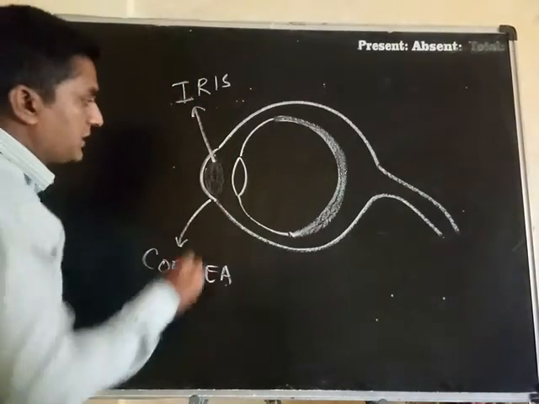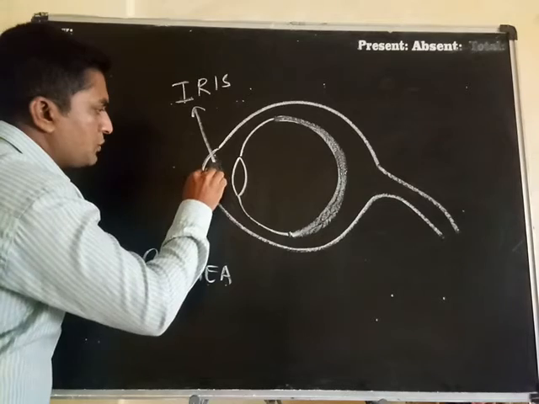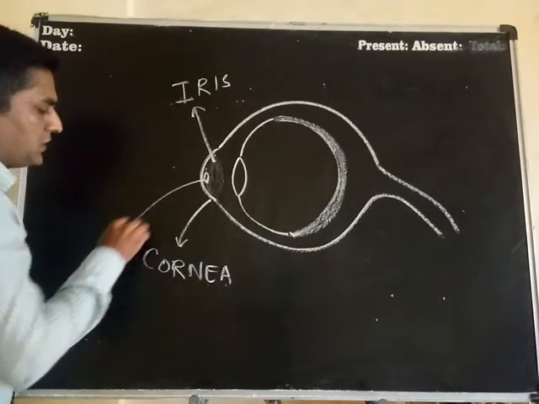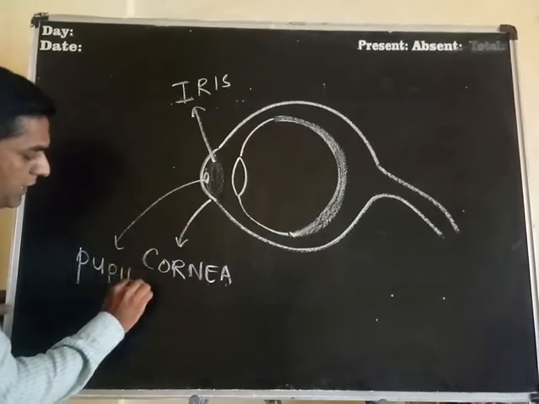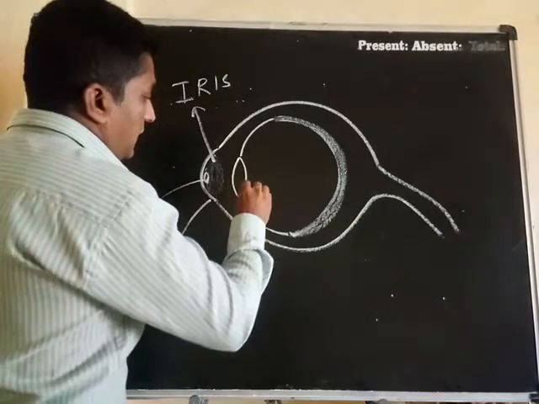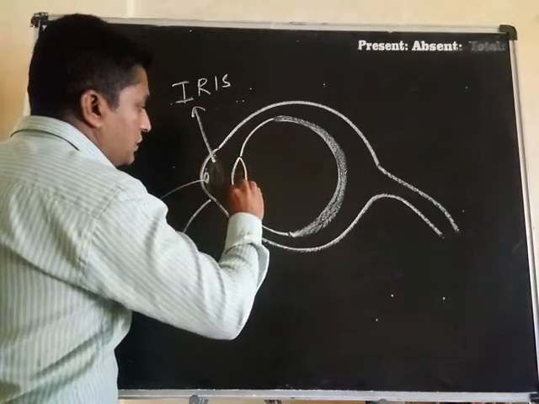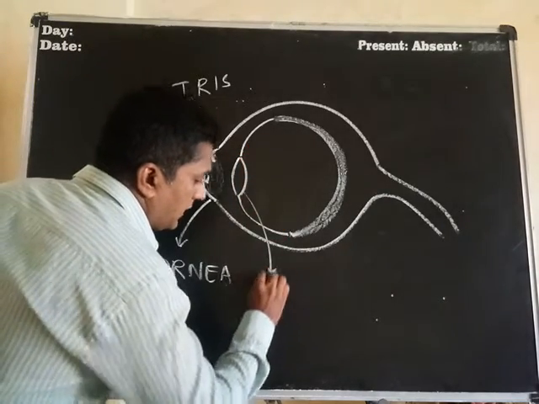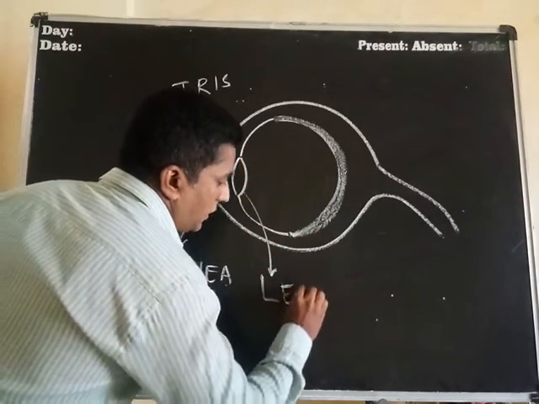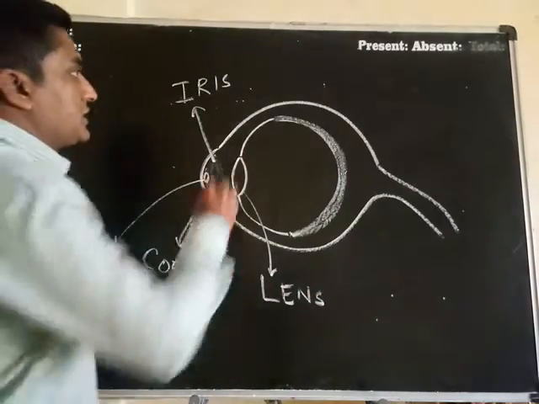Inside the cornea we have the iris. Somewhere here a small opening is there. It is termed the pupil. Right everybody? This, which is in the shape of a double convex, is called the lens. What is it called? It is called the lens.